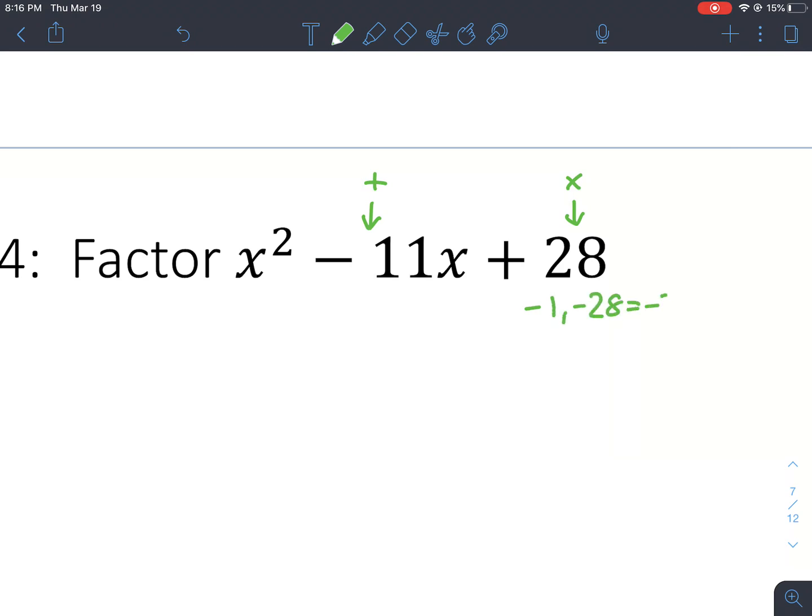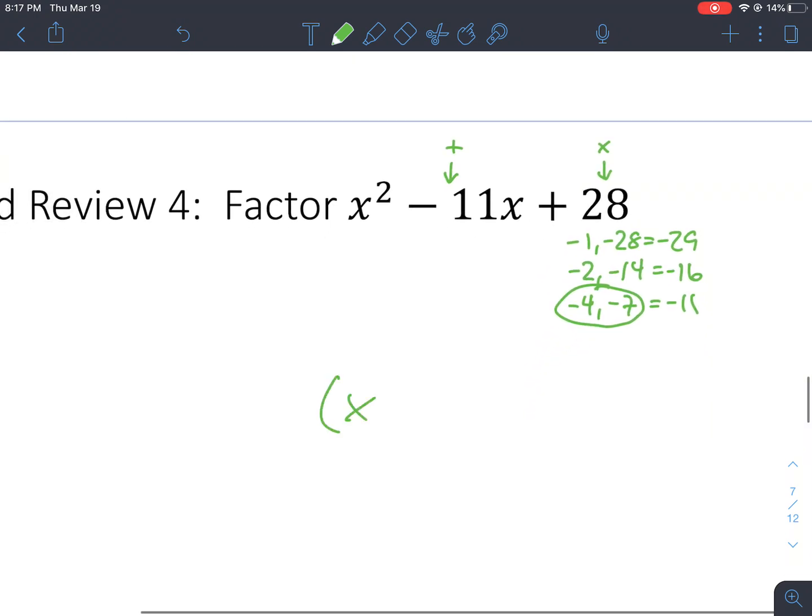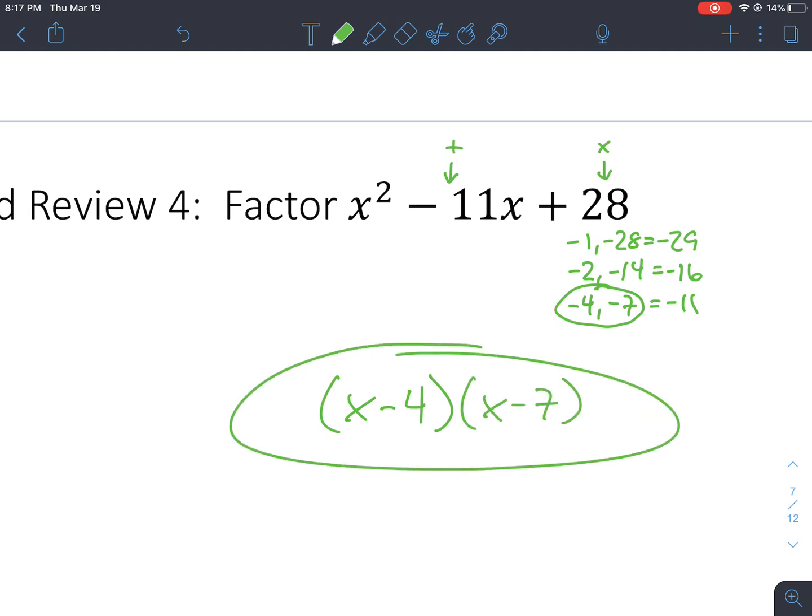So negative 1, negative 28 comes out to be negative 29. That's not what we want. Negative 2, negative 14 come out to be negative 16. Okay, not what we want, but getting closer. 3 is not a factor of 28. 4 is. Negative 4 and negative 7 come out to be negative 11. That's what we wanted. So my two factors, x minus 4, x minus 7.